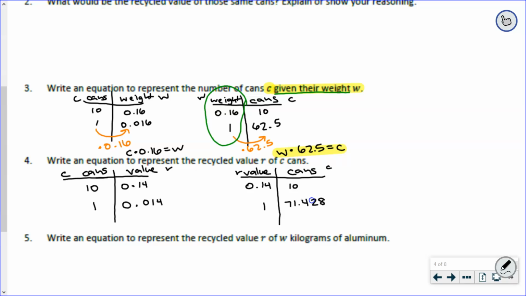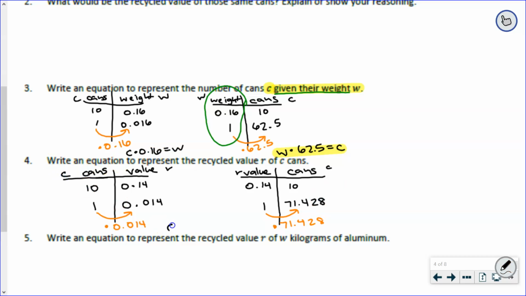428. We'll stop there after 3 decimals. Is that good? Did I get the decimals right? 71.428? Okay, and now again, finding that unit rate really helps us figure out what we are doing as we go forward. Here we're multiplying by 0.014, and here we're multiplying by 71.428. So again, we've got our two equations ready to go now.